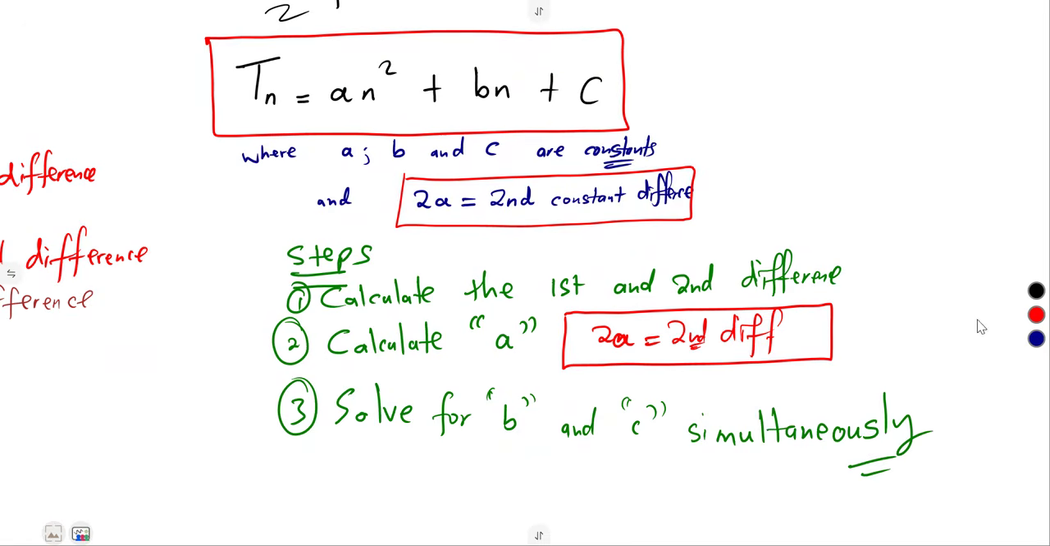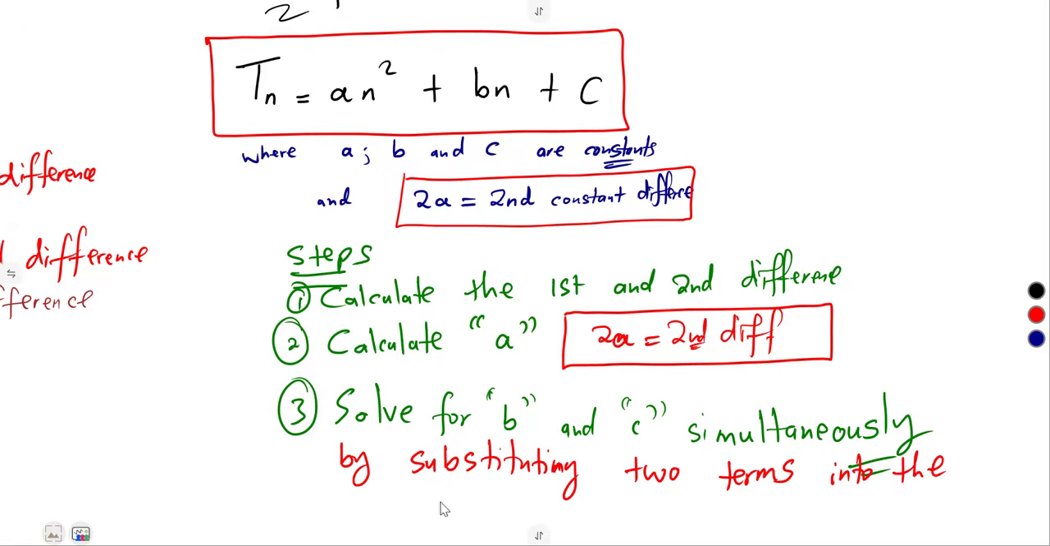Done at the same time. How are we going to do this? By substituting any two corresponding terms. By substituting any two in that case. All right, so you're just going to work with any two terms in the general equation.